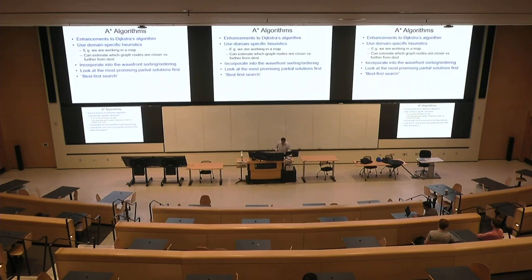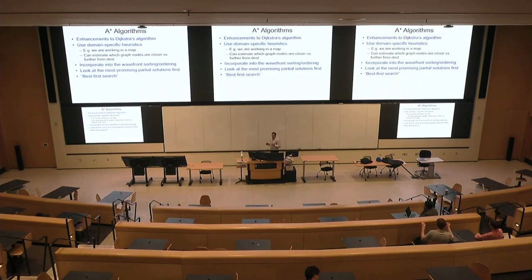Okay, so what are A-star algorithms? Well, they're enhancements to Dijkstra's algorithm. They build on top of it. They use what are called domain-specific heuristics. So a domain-specific heuristic means I know something about the graph I'm working with. If you don't know anything about the graph you're working with, you can't use an A-star algorithm. I'm going to show you in a minute, but they use predictions about what's going to happen.